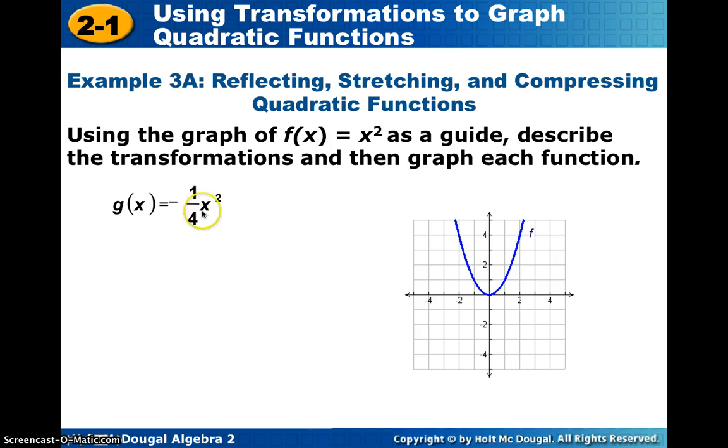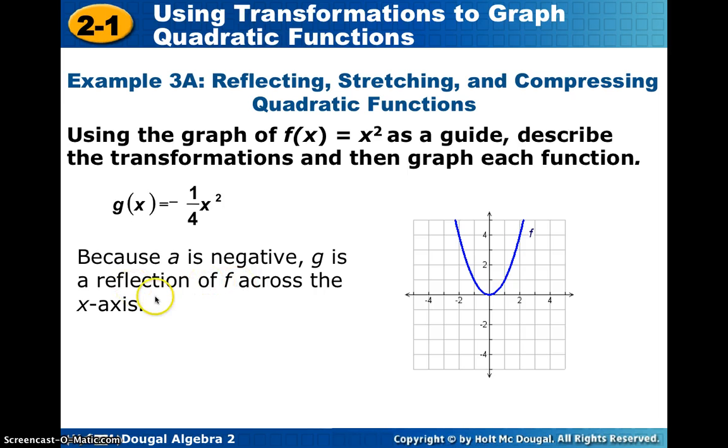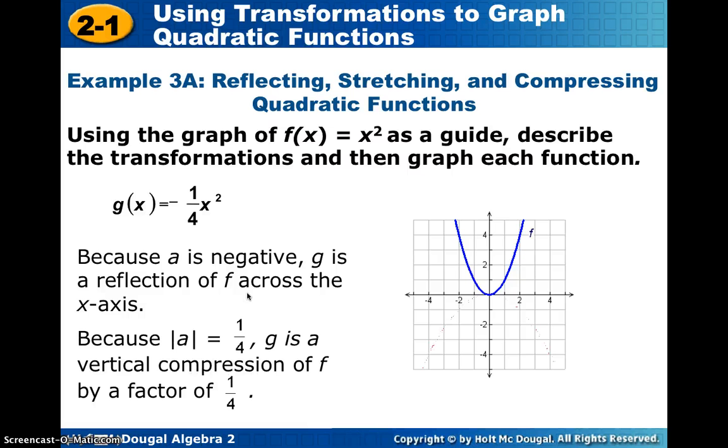Here I have a 1/4. Oh, first I have a negative. So negative should reflect this to go down. Whenever I have a negative, that's going to be like a frown face going down. And because it has a 1/4, and this value is less than 1, I'm expecting it to make the graph wider. Because it's a negative, we have a reflection across the x-axis, and because it's 1/4, it's a vertical compression by a factor of 1/4. So you can see that the red one is fatter than the original.